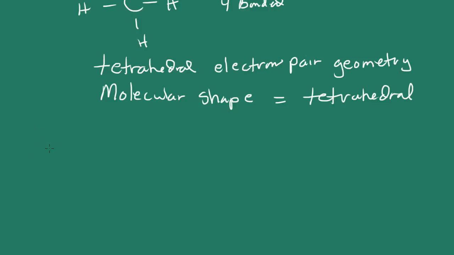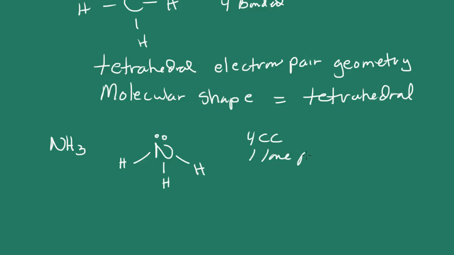And let's look at ammonia. And we know that ammonia has this Lewis structure. So we have the 3 hydrogens and the lone pair of electrons. So obviously we have 4 charge clouds, the 3 bonds and the lone pair of electrons. But we have 1 lone pair on the nitrogen, and of course 3 bonds. Now, because it's 4 charge clouds, the electron pair geometry is tetrahedral.